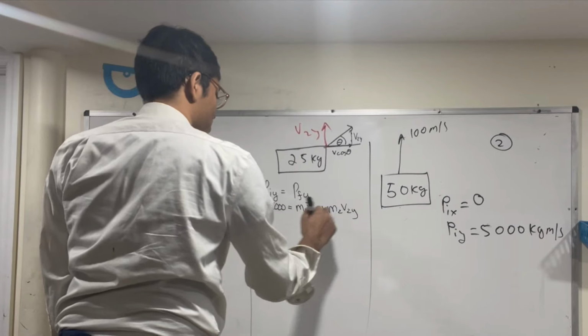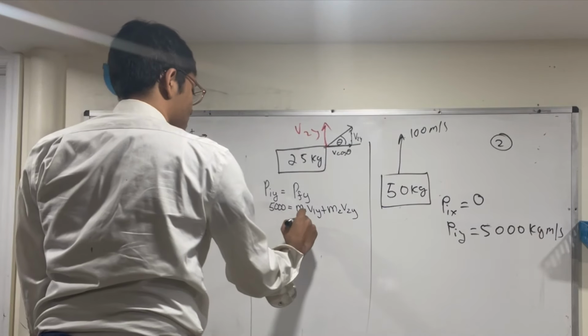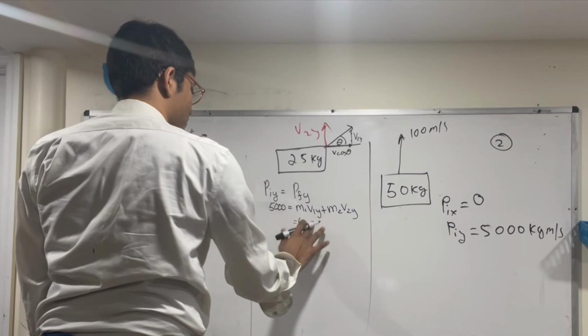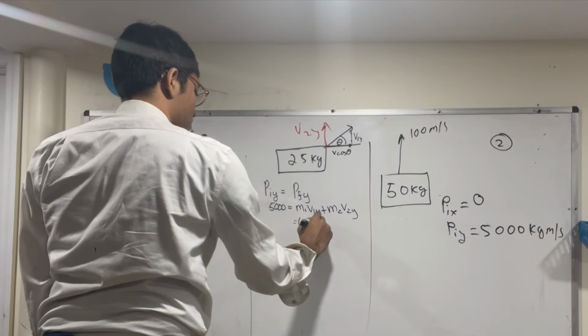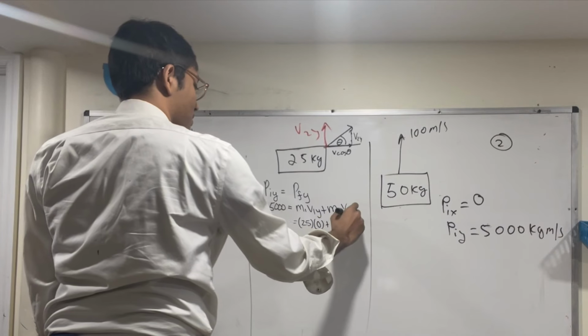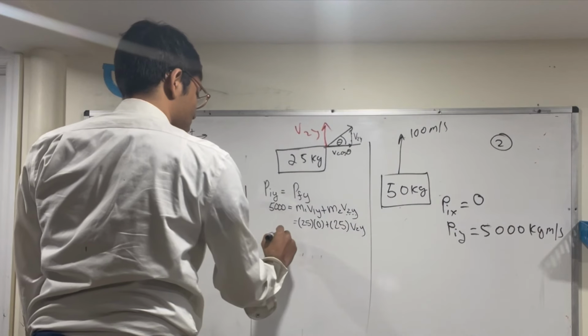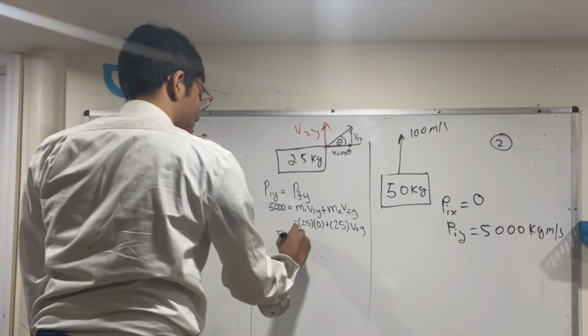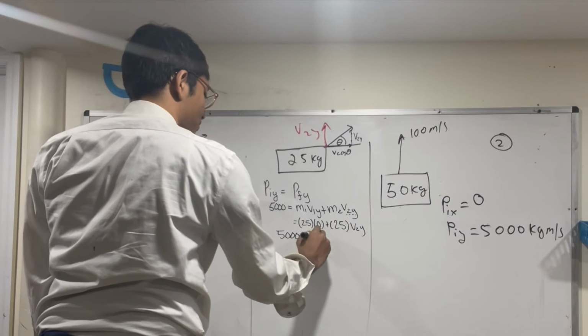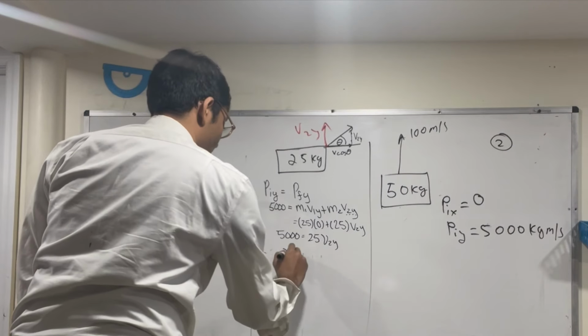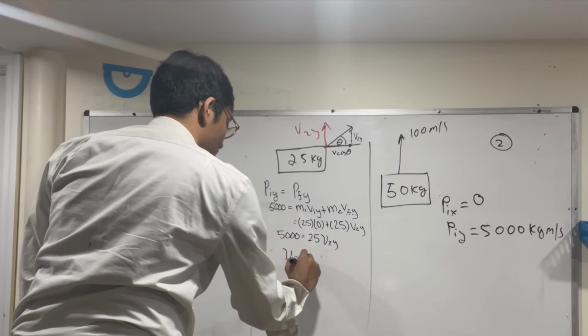M2 V2y. So this one is 0, right? So this is 25 times 0. And this one is what we are trying to find. This is also 25 V2y. So 5,000 is equal to, this is 0, so 25 V2y. So V2y is 5 over 25, which is 200. So 200 meters per second.